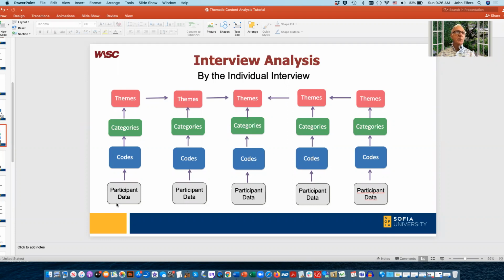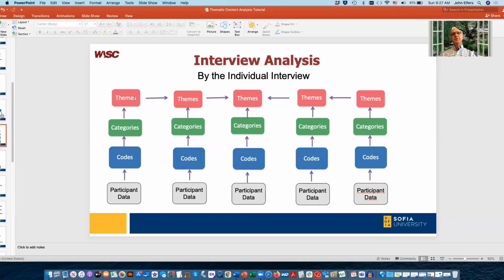Before showing you an example, I want to point out that you can think of a thematic content analysis in two ways. One is doing a separate analysis on each interview. So let's look at what that looks like. Each of these lines here, like right here, this line, is an interview with one participant. There I've identified all the meaning units. That's the participant data. I've made codes for that interview, put them into categories, and then developed themes for that particular interview. And I go to the second interview and I do that again, the third, the fourth, the fifth, and so forth, all the way through. Doing a thematic content analysis completely on each separate person.